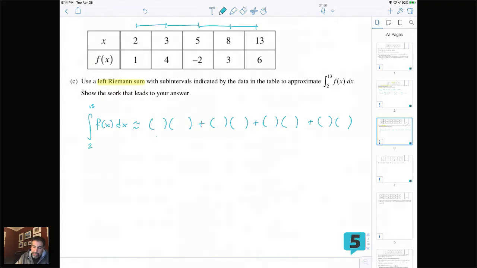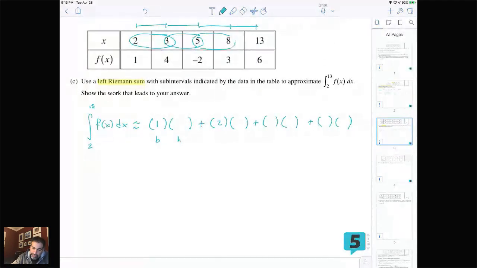So this is going to be base times height in each case. And what I like to do is focus on my bases first, because my bases are the distance along the x-axis. So my first base is the distance from 2 to 3. So I'm going to get a base of 1 for that one. Okay. Then as I continue, I am going to go from 3 to 5. So that's going to give me a base of 2. So I'll put that in my second rectangle.